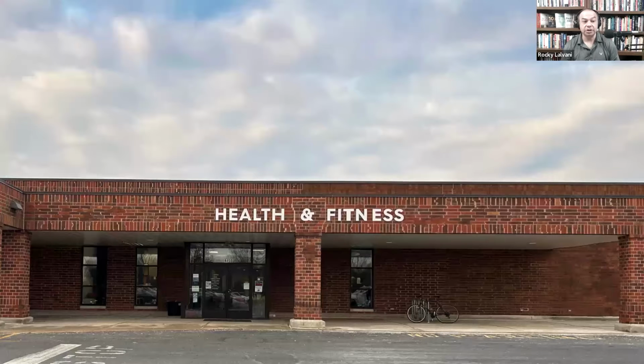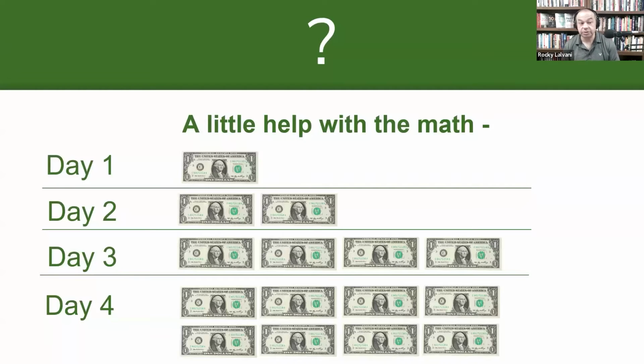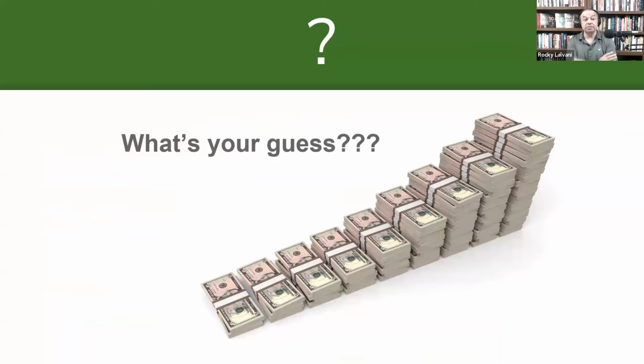You've already taken action on your first property for most of you. Most of you haven't taken action on Profit First. So let's talk about money, right? We're all in this to make money. And my question to you, and again, put it in the chat, is how much is $1 doubled for 31 days? So I'll give you a little help. Day 1, it's $1. Day 2, it's $2. Day 3, it's $4. Day 4, it is $8. And we keep doing that until we hit day 31. So what do you all think is the total at the end of 31 days?